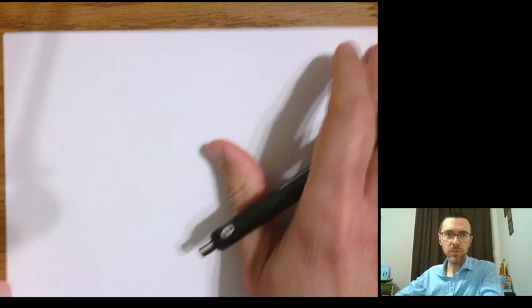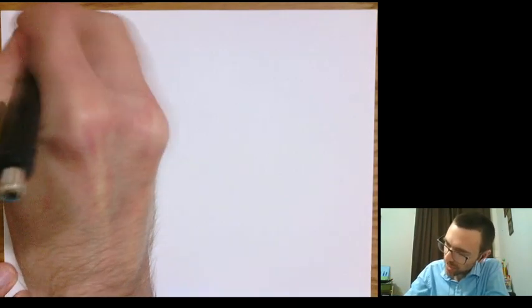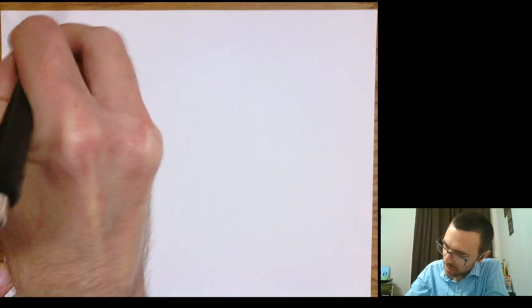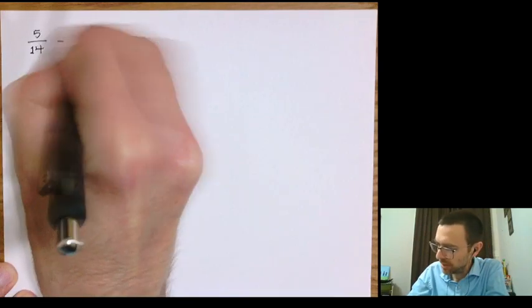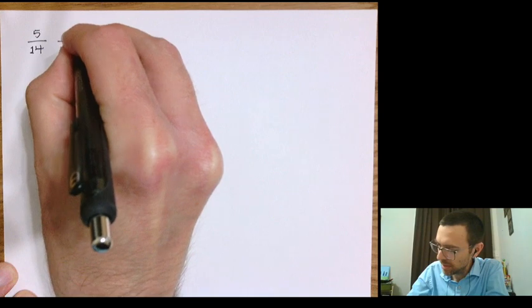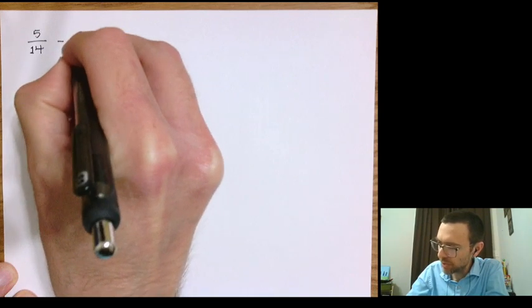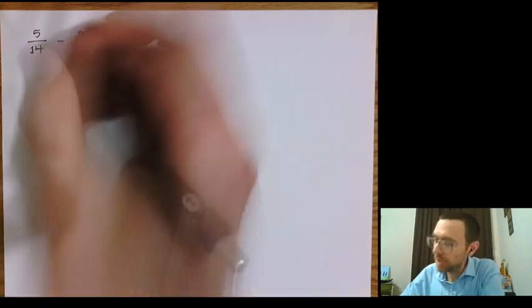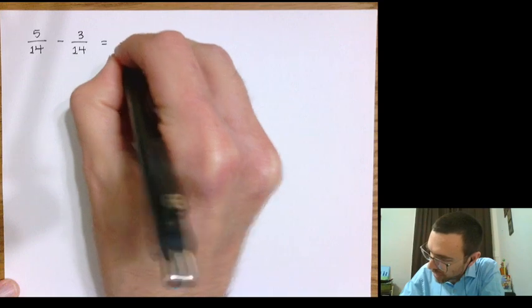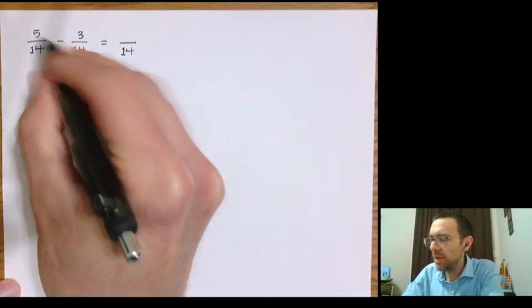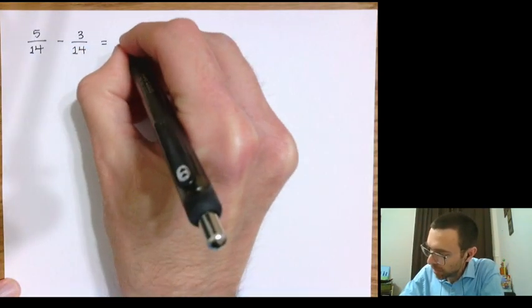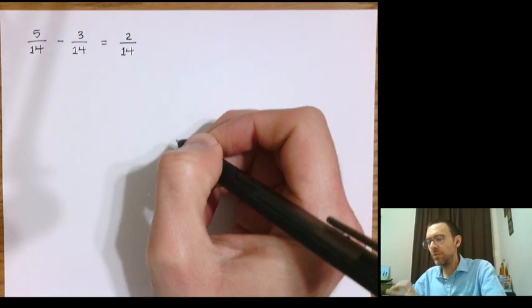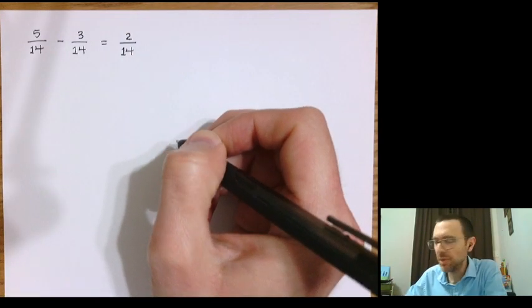So just to make sure that we are okay with adding and subtracting, if I take 5 over 14 minus 3 over 14, as long as those denominators are the same, we can easily add and subtract. Well, these denominators are the same, so I'm looking at a denominator of 14, and I'm just going to do 5 minus 3, and we get 2. Now, we can't stop here because we have to make sure that we simplify our fractions.